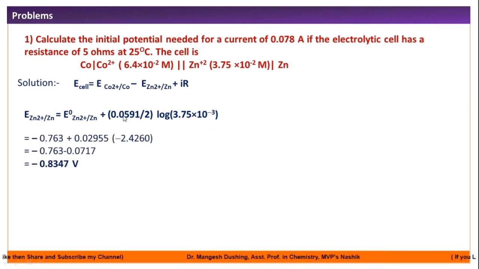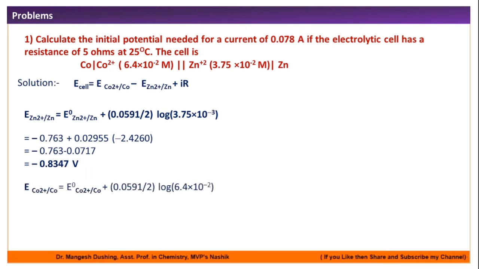If you put in these values, the standard electrode potential for Zn is minus 0.763 plus this calculation, 0.02955 times the log of this value, that is minus 2.4260. If you calculate this value, it comes to around minus 0.8347 volt. So the electrode potential for the Zn is minus 0.8347 volt.